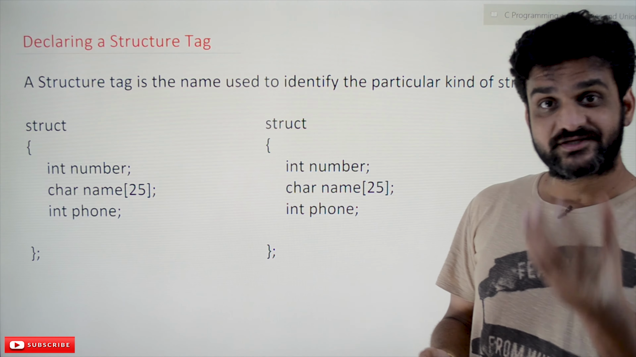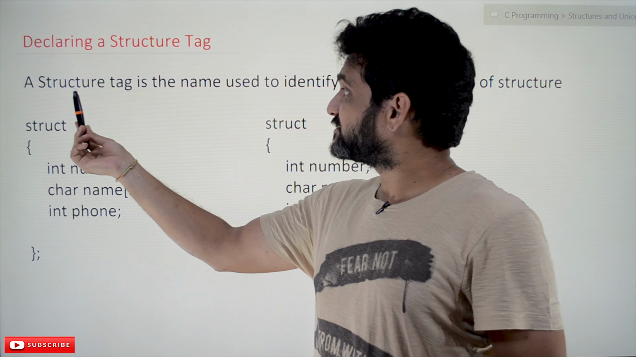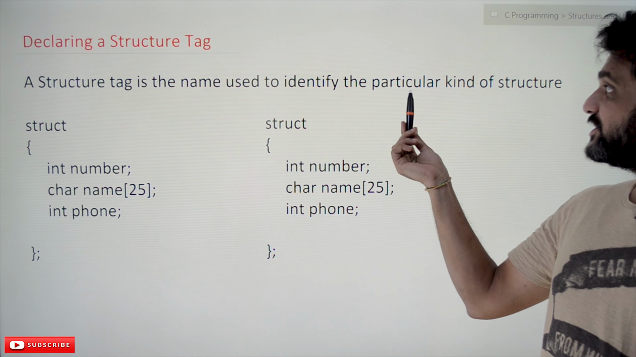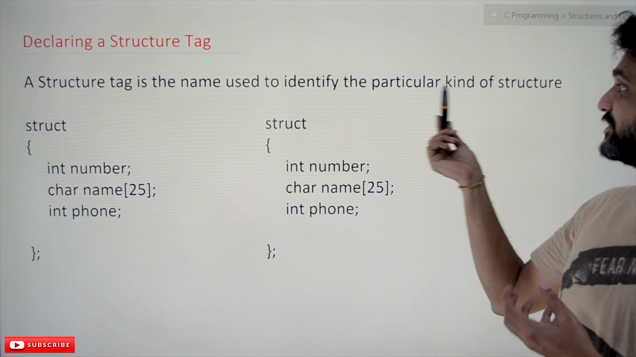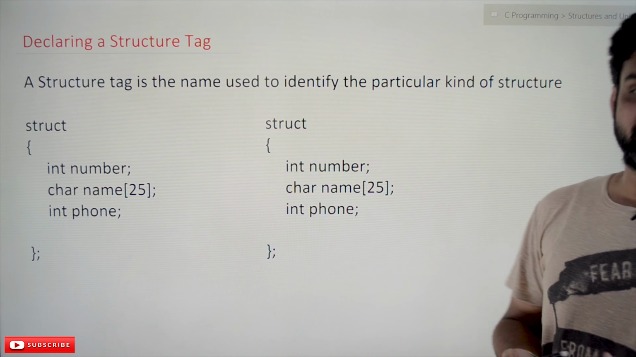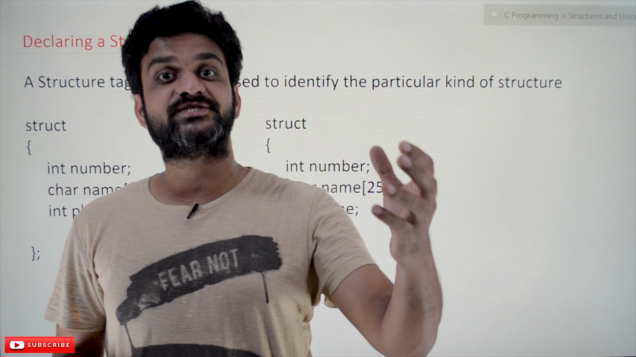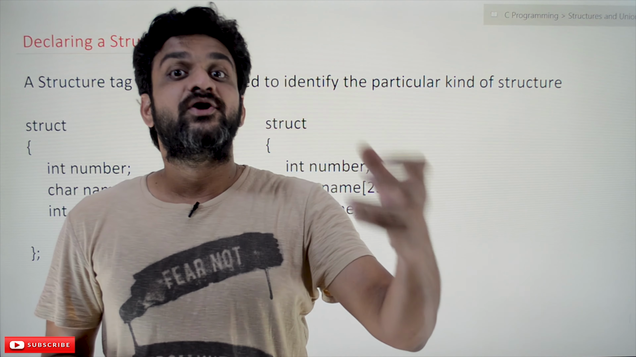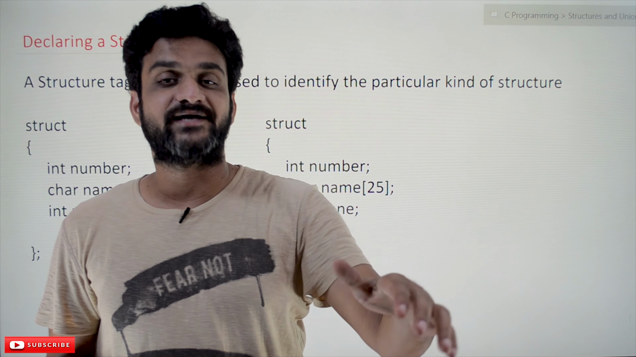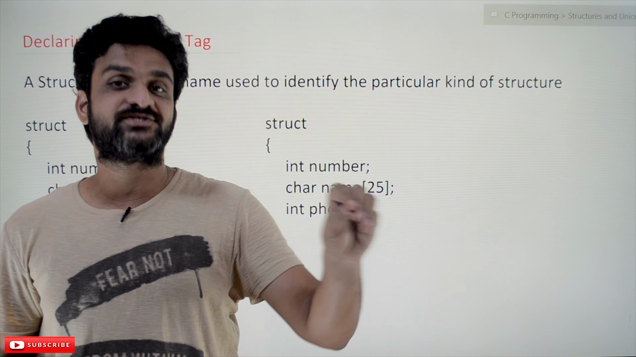In this class, we'll try to understand how to declare a structure tag. So, what is a structure tag? A structure tag is the name used to identify a particular kind of structure. In order to uniquely identify each and every structure declaration, we can provide structure tags. C has a facility called structure tags.